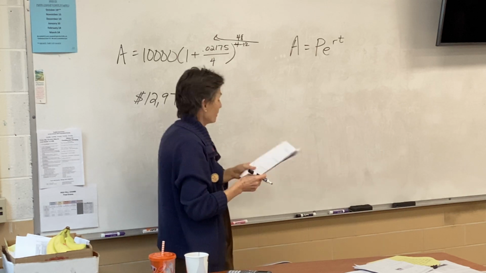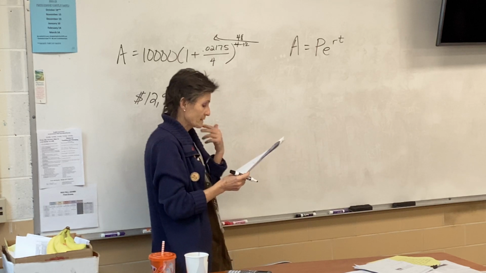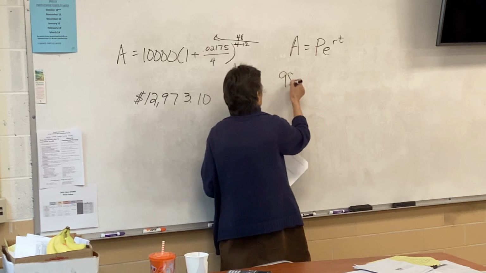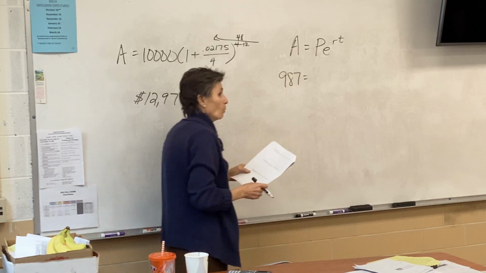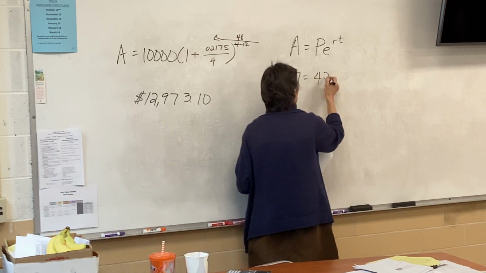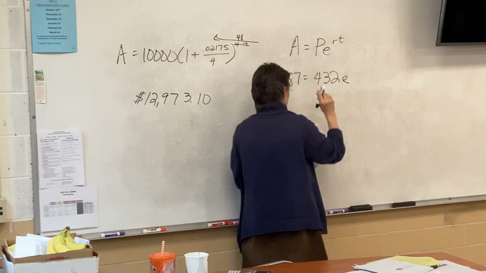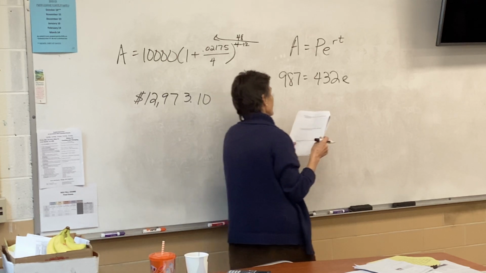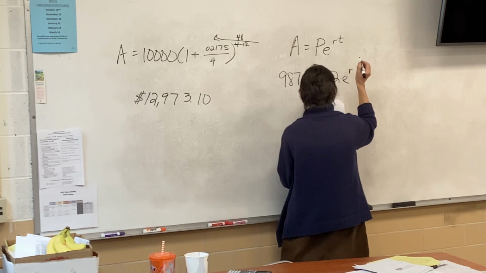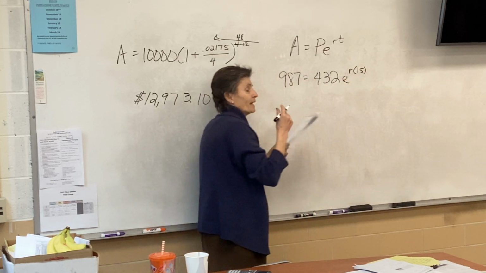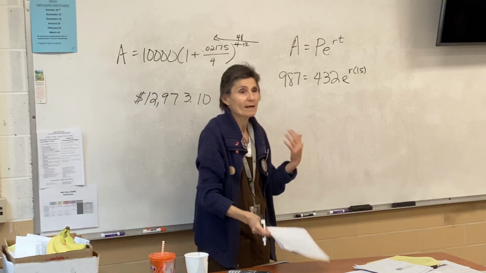All right, so here we go. What do I know? What's A? 987. What's P? 432. P is just E, don't plug anything in. What's R? I don't know. Oh, that's bad news. And T is 15.